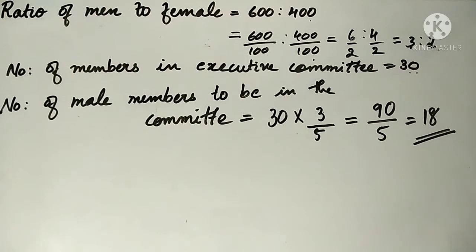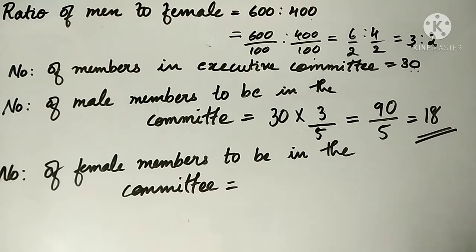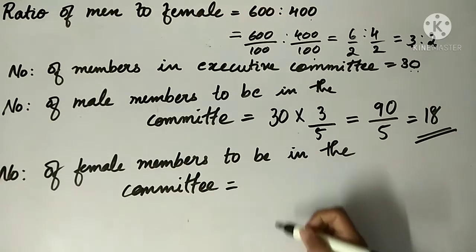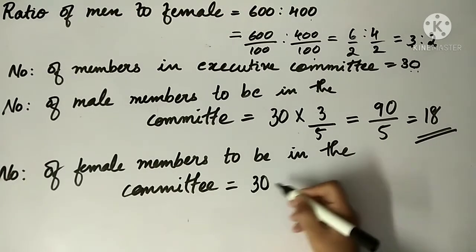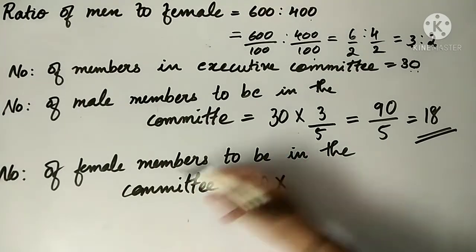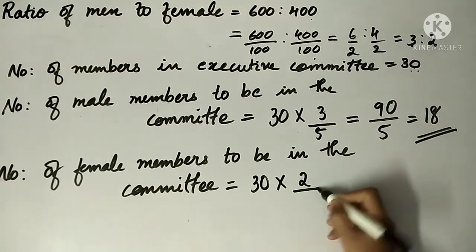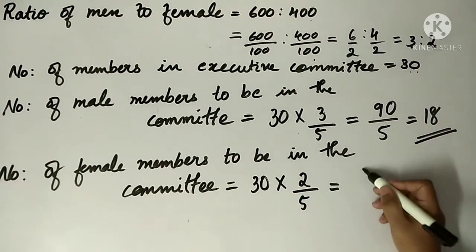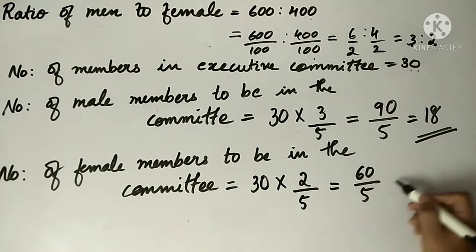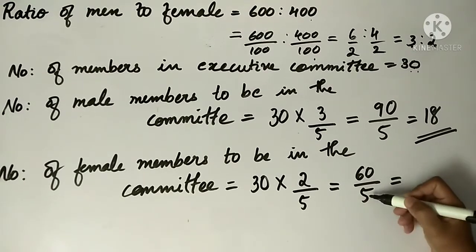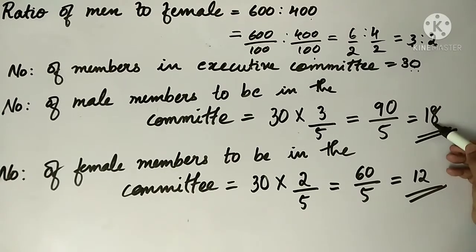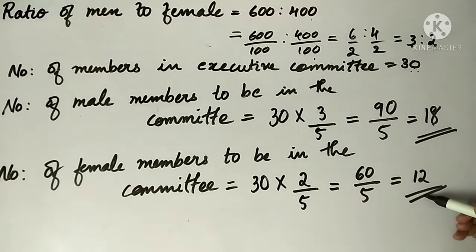Now let's find the number of female. Number of female members in the committee is equal to, as like this we have to find the female also, total number of members 30 into ratio of female 2 by total number 5. That is 30 into 2 is 60 by 5. When we divide 60 by 5 we get 12. So number of men is 18 and number of female is 12.